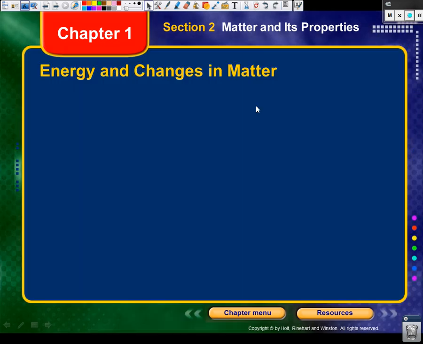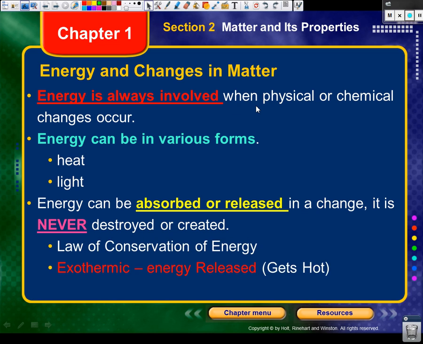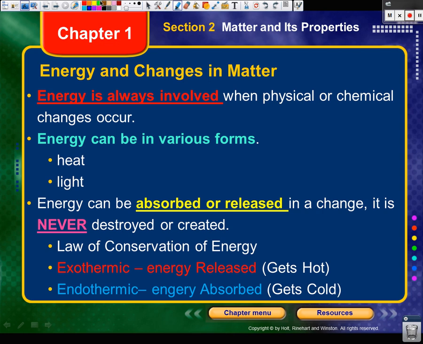All right, we're going to skip that. We're going to go into this. One of the most important things about chemistry is the energy change. Because if you take away energy, you take away life. You cannot have life if you do not have energy. So energy is always involved. Always, always, always involved in anything.